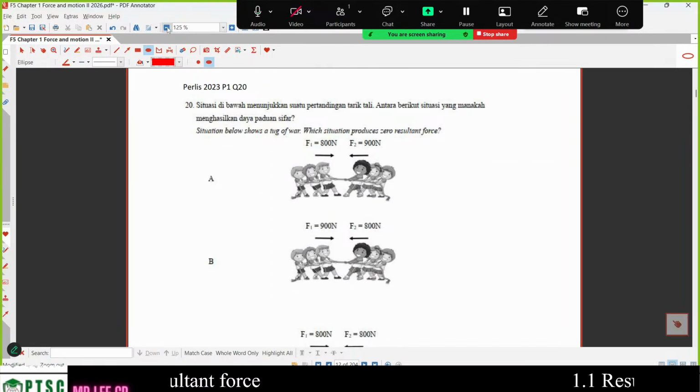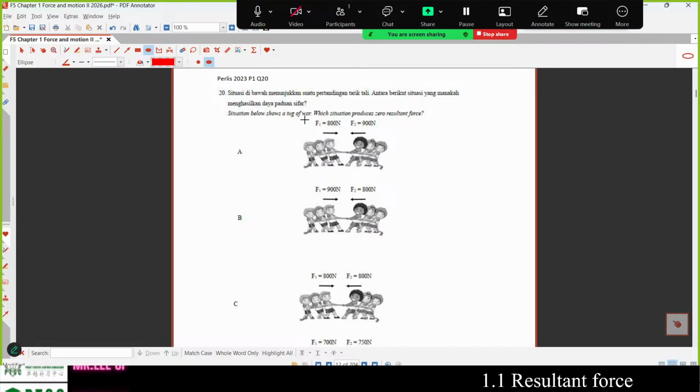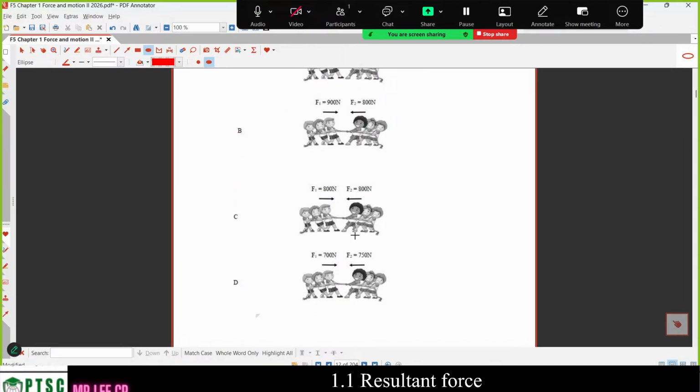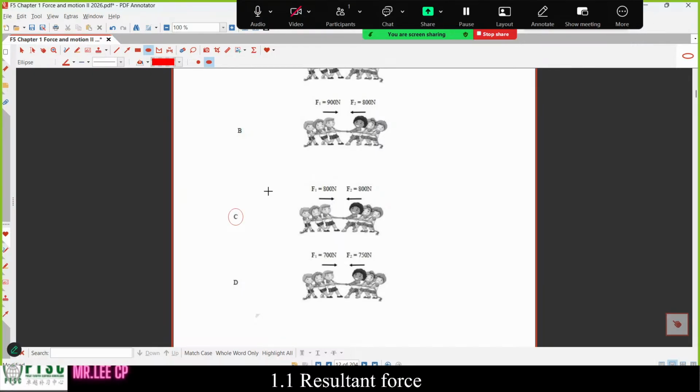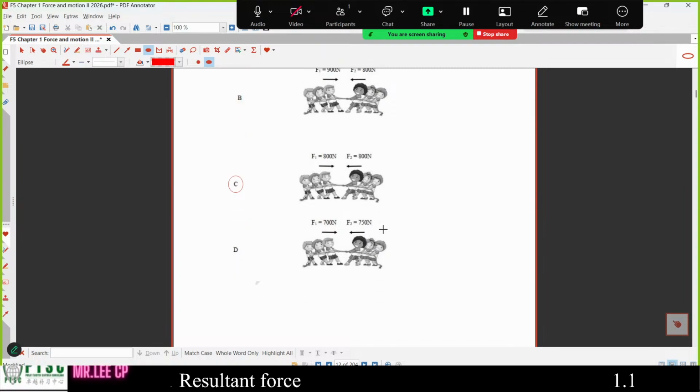Alright, so we try to look at this question. The situation below shows a tug of war. Which situation produces 0 resultant force? 100, 900, no. 900, 800, no. 750, yes, so answer is this one. The magnitude has to be the same and the direction has to be opposite. It will give me the resultant force 0.